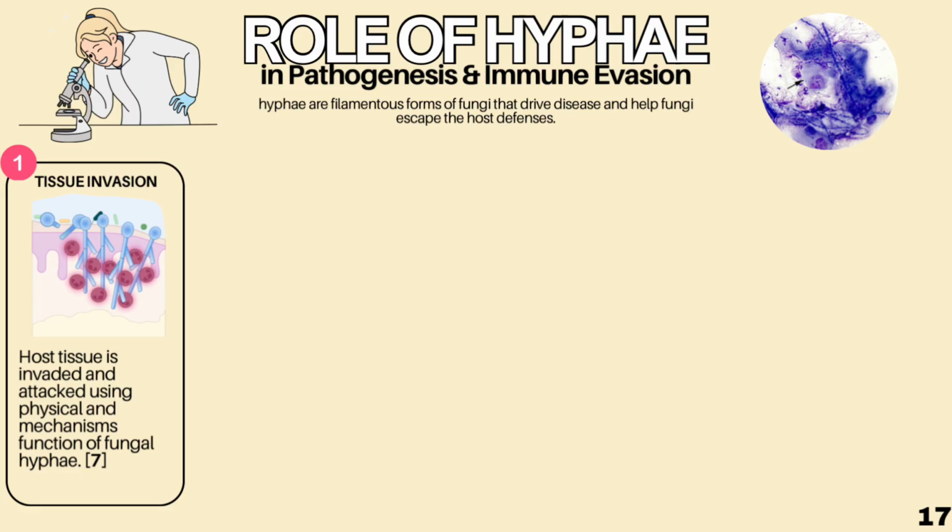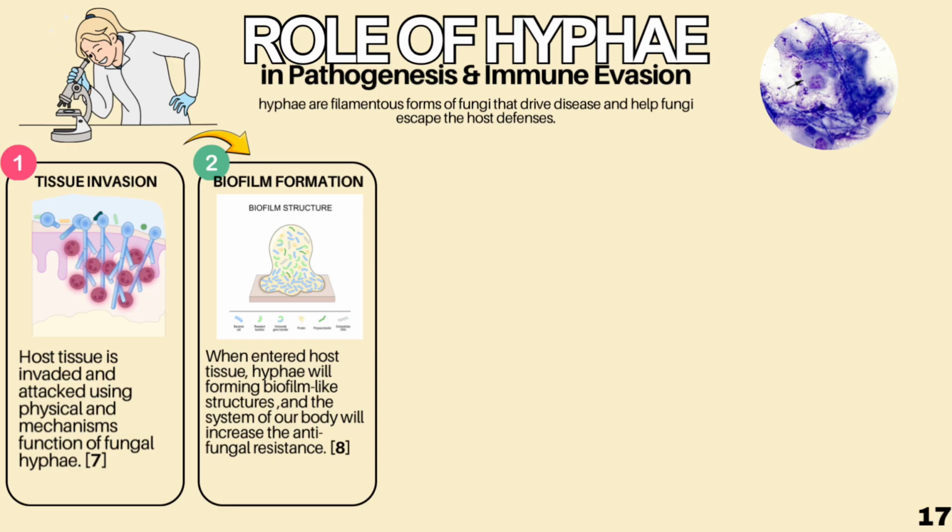The second role is biofilm formation. Biofilm formation begins when fungal cells attach to a surface using adhesion proteins. Then, they grow into hyphae and produce a protective matrix made of beta-glucan, protein, lipid, mannans, and extracellular DNA. This matrix acts like a shield. It blocks antifungal drugs and prevents immune cells from reaching the fungi. Because of this, fungal infection becomes difficult to treat and becomes chronic.